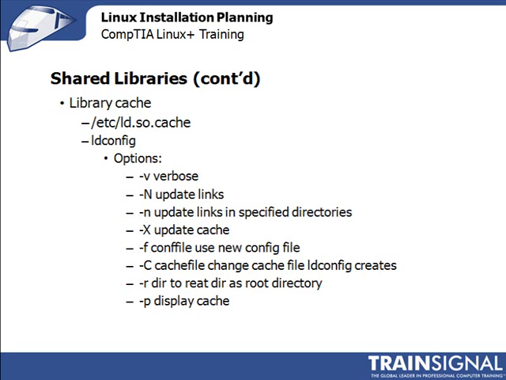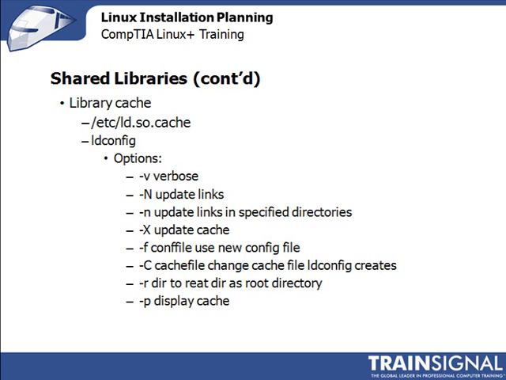-v displays the file updates as they're done. -N updates symbolic links, but not the cache. -n updates links in the specified directories. -X updates the cache, but not the links. -F space CONFFILE says to use a new configuration file, where CONFFILE is the name of that file. -C space cache file changes the cache file ldconfig creates, where cache file is the name of that new file. -r space dir says to read the directory as if it were root, and -p will display the current cache.